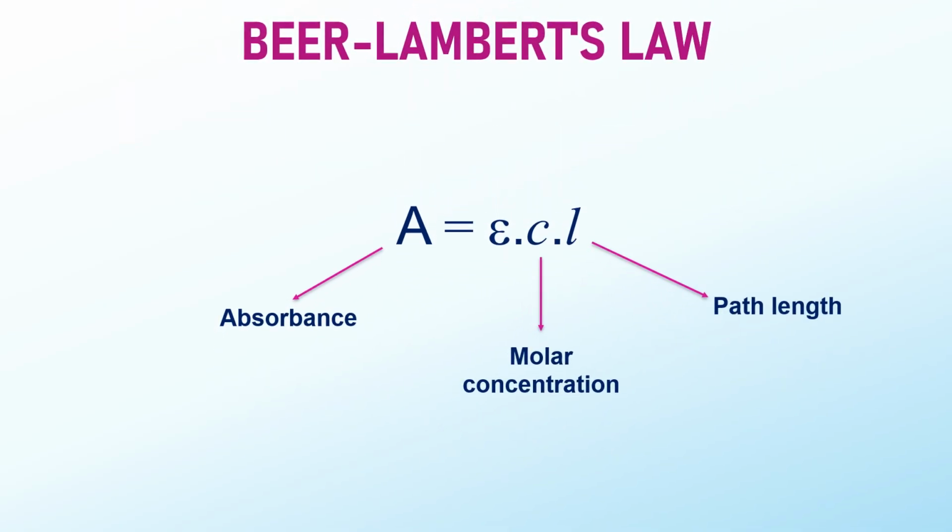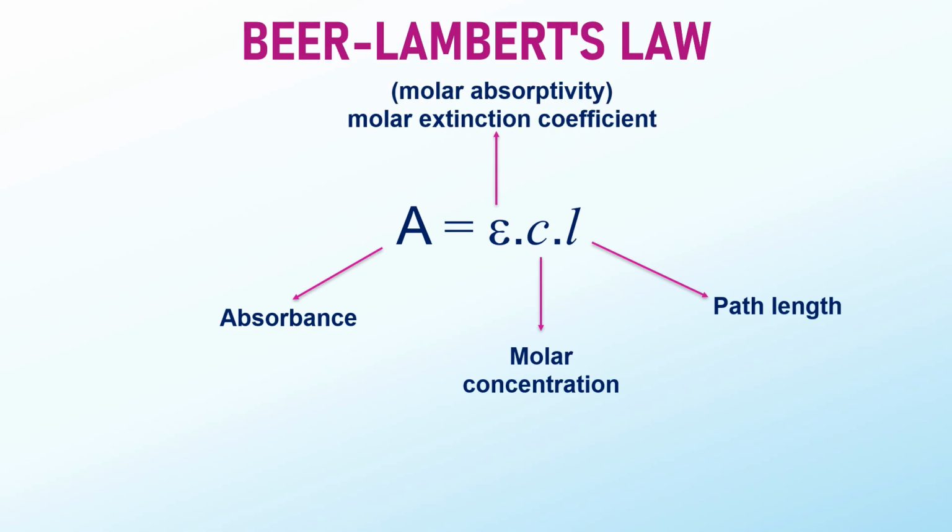We can express this relationship mathematically as A is equal to epsilon multiplied by concentration and the path length. Here the epsilon represents the molar extinction coefficient or molar absorptivity.